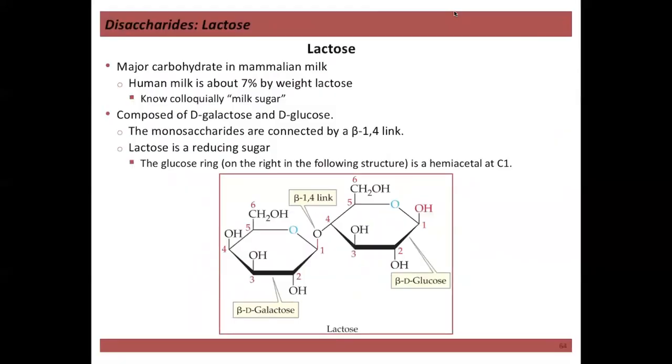Now, if we take lactose, this is actually a linkage between galactose and glucose. And it's a different type of linkage. Instead of the alpha 1,4, it is the beta 1,4 linkage, between galactose and glucose. And remember, the difference between galactose and glucose is that galactose at position 4 has an OH up, and glucose at position 4 has the OH down.